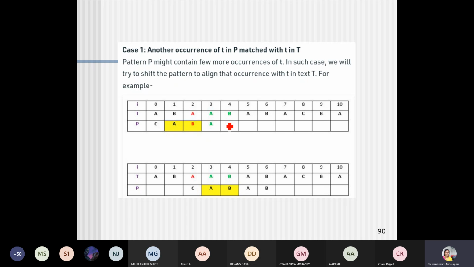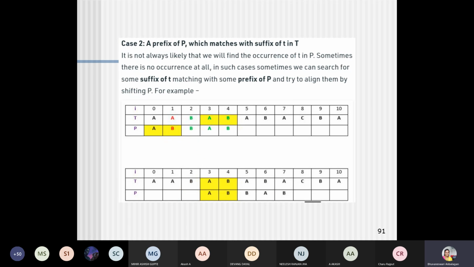See in this example, B and B are matching, A and A are matching, and then A and B are not matched. You check whether any A is available over here. Yes, we have this, so align this pattern and this pattern, this A and A. Again we have C and A mismatched. Is there any A here? No, there is no such A, so you move the entire pattern towards the right. This is one case.